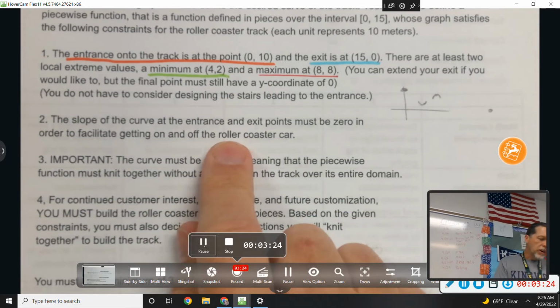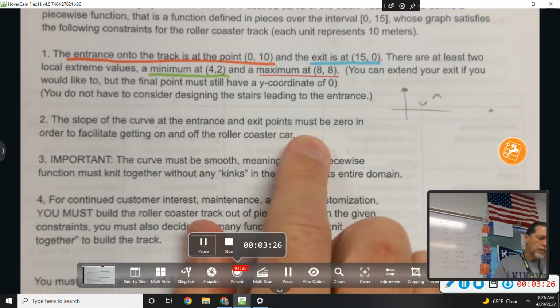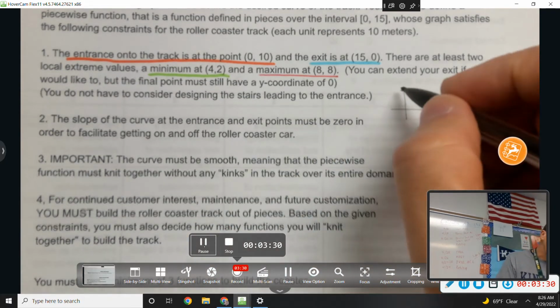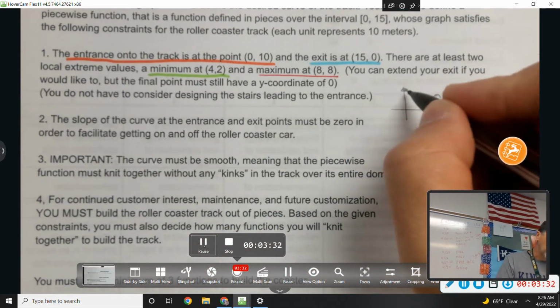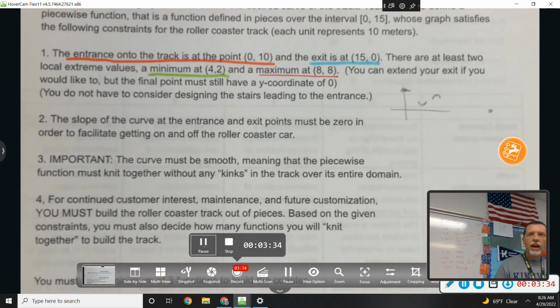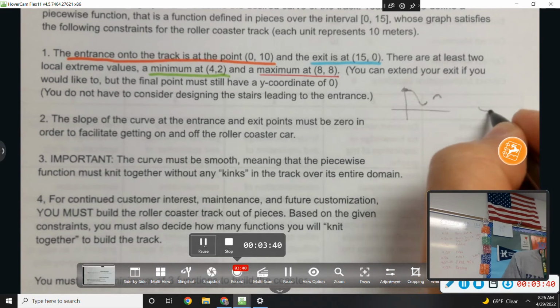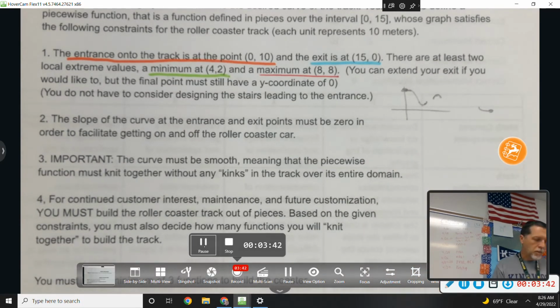The slope of the curve at the entrance and exit points must be 0 in order to facilitate getting on and off the roller coaster. So you can't start on a downhill run. You got to start at least instantaneously. You got to start at 0 slope, and then it'll go down. And same thing at the end. You end with the 0 slope so that people can get off the roller coaster.